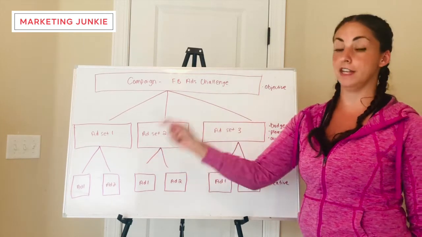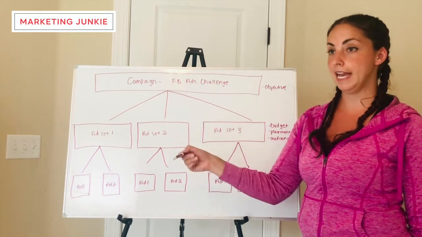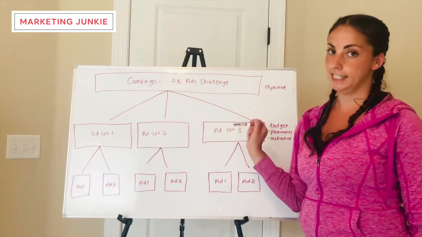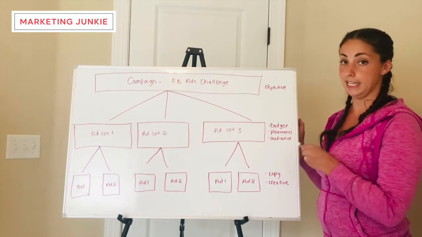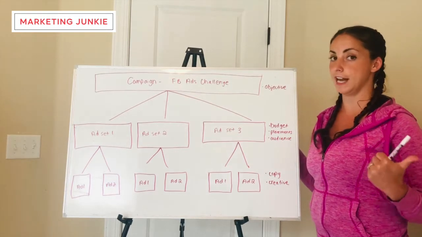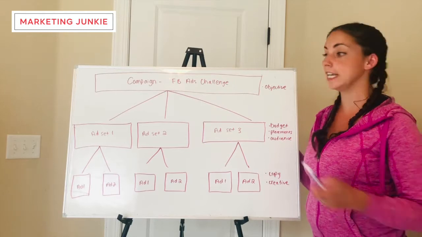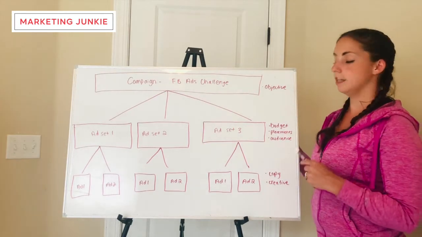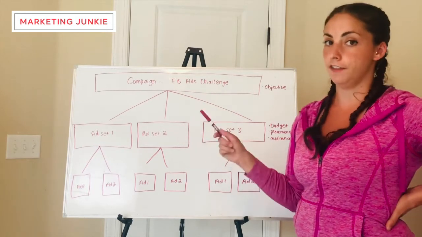The next level that you get to after you start your campaign is the ad set level. This is where you typically choose your budget and your placement. So are you going to promote this ad on Instagram, on Facebook, in the news feeds, in stories? This is where you choose placements, and you also choose your audience. The ad set level is where all of the targeting happens.